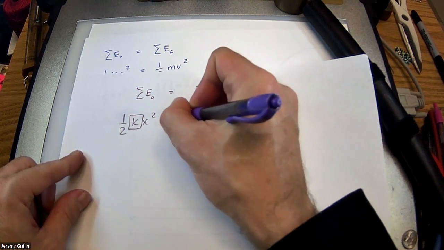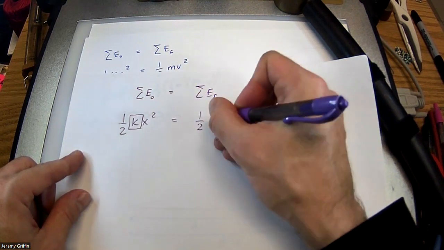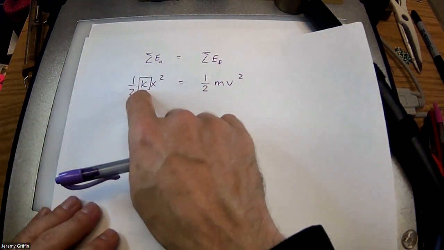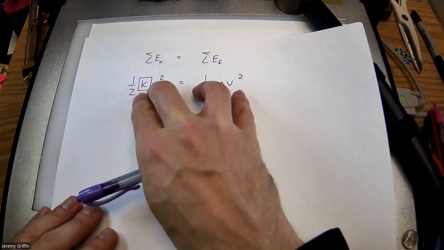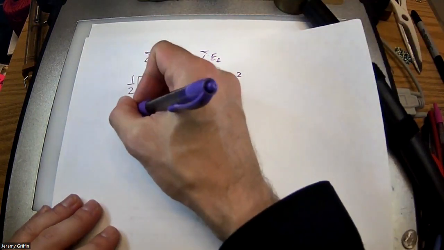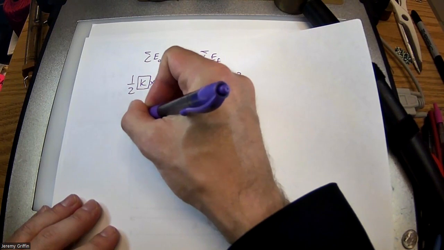Solve for k. And then right when I left the launcher, it went all to kinetic, 1/2 mv squared. Out of these four variables, we have three of them by this point. So let's just plug this in. 1/2 k x squared, solve for k.